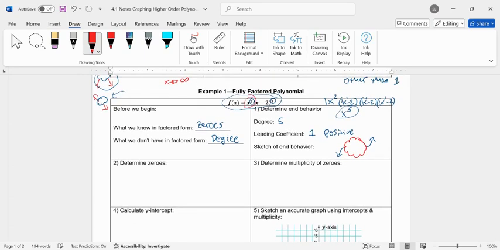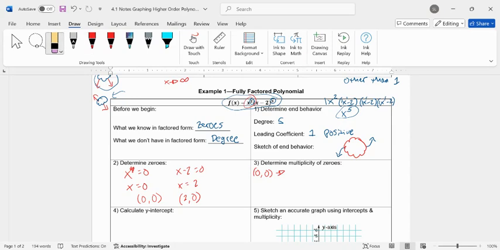Determine your zeros. I'm going to take each of these factors and set it equal to 0. Right? That's just x equals 0. I should have just done x and not x squared. You don't need the exponent. x minus 2 equals 0, so I get x is equal to 2. So I'm going to have intercepts at (0, 0) and (2, 0).